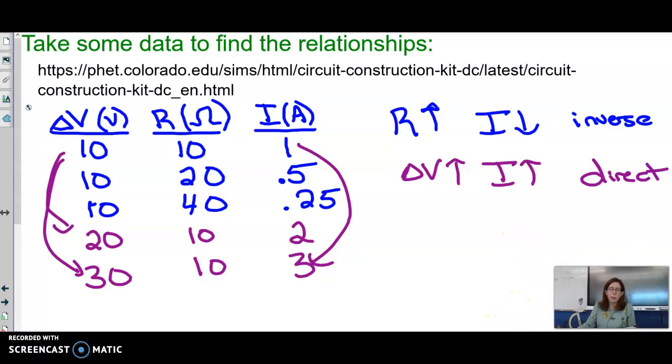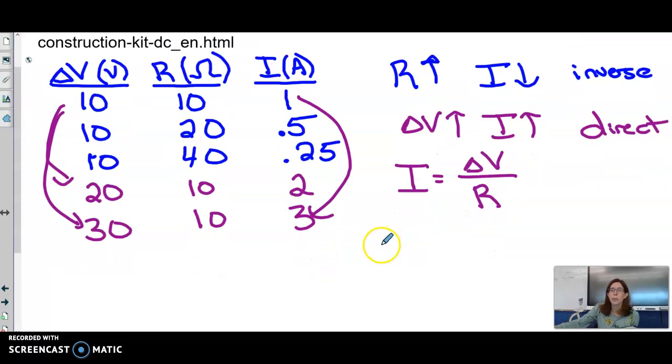So based on that, I should be able to get an equation out of this. The current is equal to, well, I see an inverse variation here. That means resistance must be in the denominator. And this is a direct variation, which means delta V must be on the top. And if I check this relationship quickly, delta V over R: 10 divided by 10 is 1, 10 divided by 20 is 0.5, 10 over 4 is 0.25, 20 over 10 is 2, so you can see each time this relationship is working. And this equation is what is called Ohm's Law.